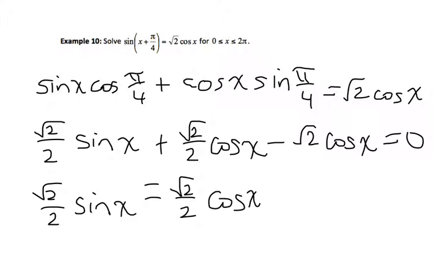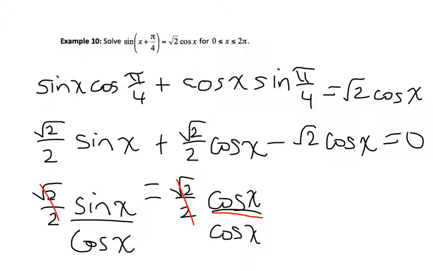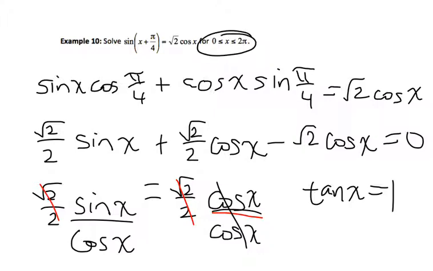I'm going to divide both sides by root 2 over 2. I'm going to divide both sides by cosine. That's going to give me 1 on this side. So I've got the equation tan x equals 1. And I will leave that for you to solve between 0 and 2 pi.